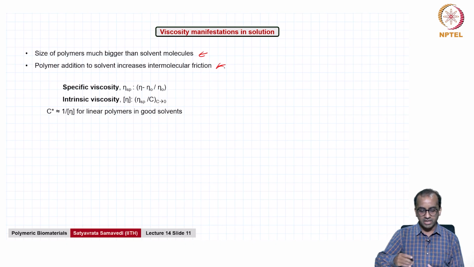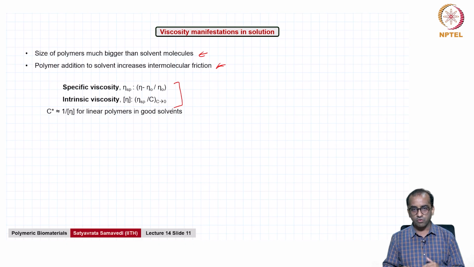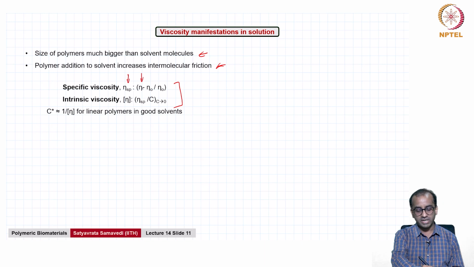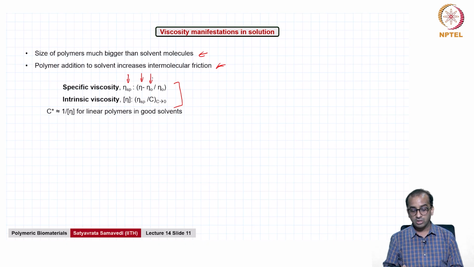And oftentimes, you will see many different types of viscosity mentioned, two of which I am showing here. One is specific viscosity, which we saw on the previous slide. It's simply the viscosity of, so eta here is the viscosity of the solution, eta naught is the viscosity of the solvent. So one way to physically think about specific viscosity is to ask, what is the contribution of the polymer towards the solution viscosity over and above that of the solvent viscosity?